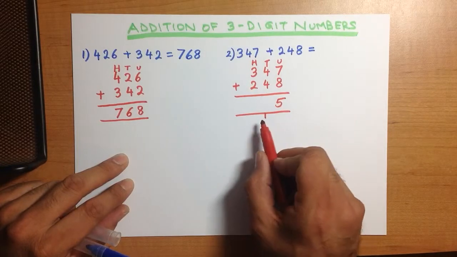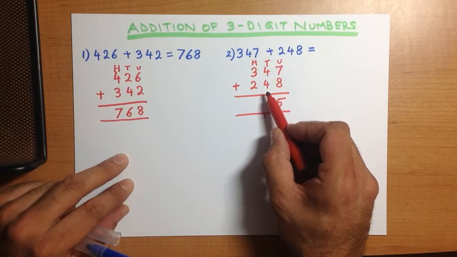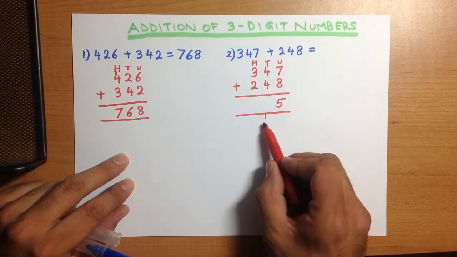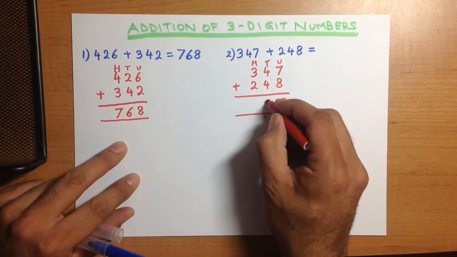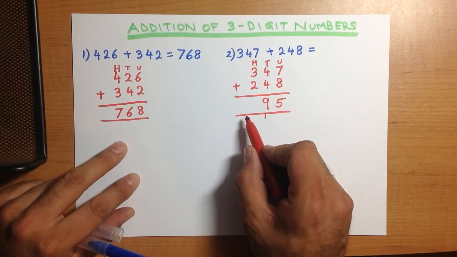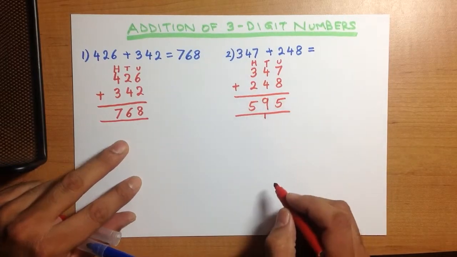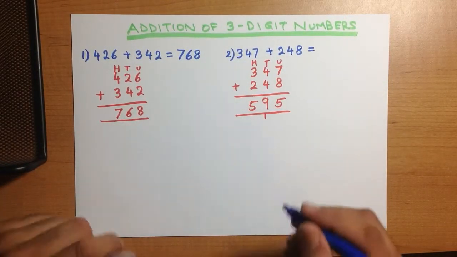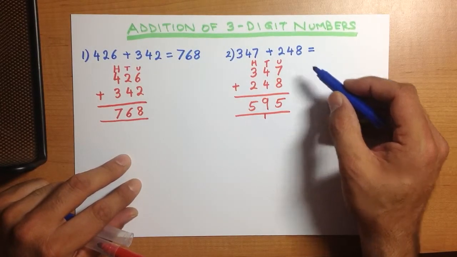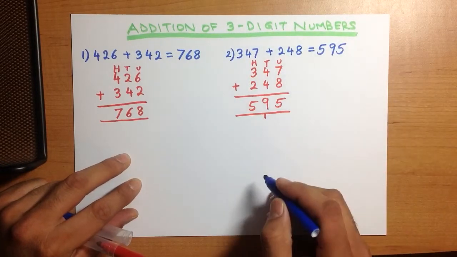Having added the units, we now add the tens. 4 plus 4 plus 1. Well, 4 plus 4 is 8, plus the 1 is 9. Finally, we add the hundreds column. 3 plus 2. That's nice and easy. It's 5. And we have our answer. So 347 plus 248 is 595.